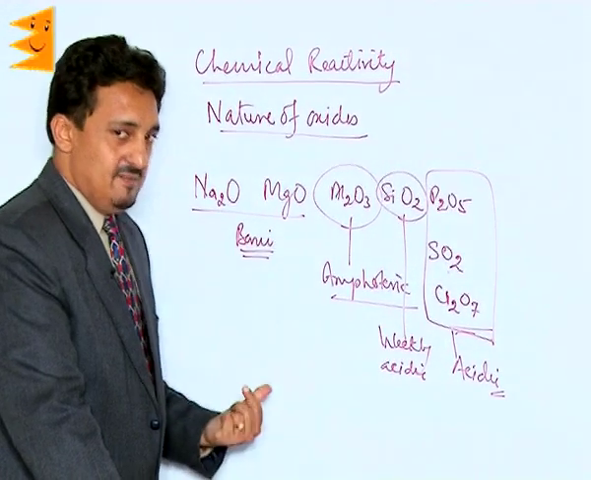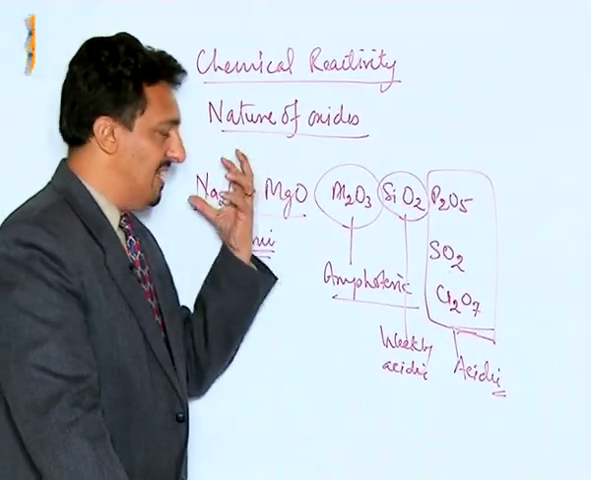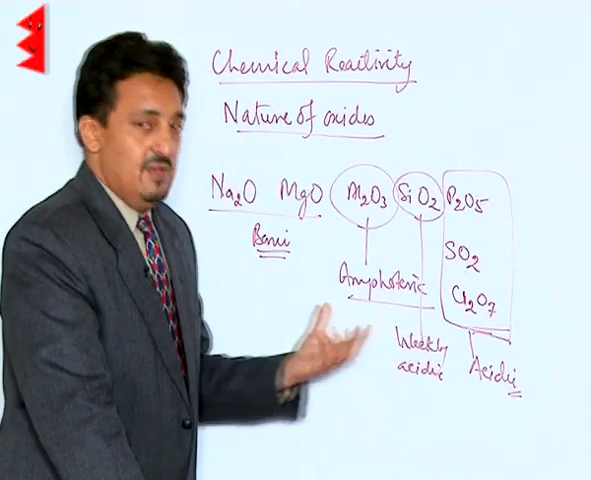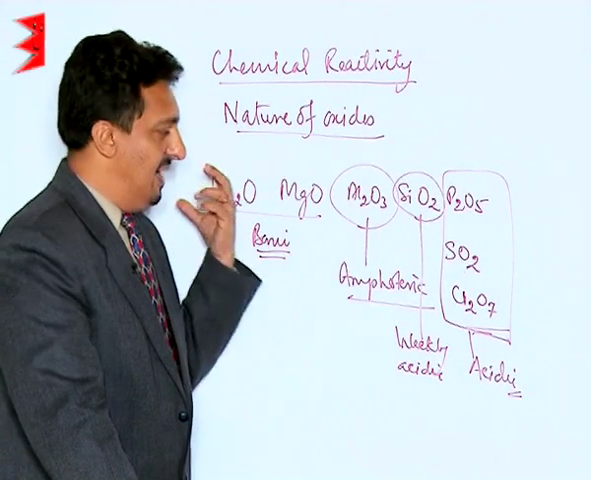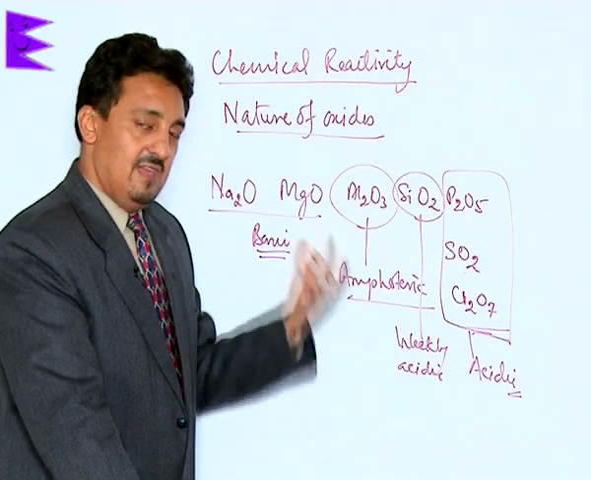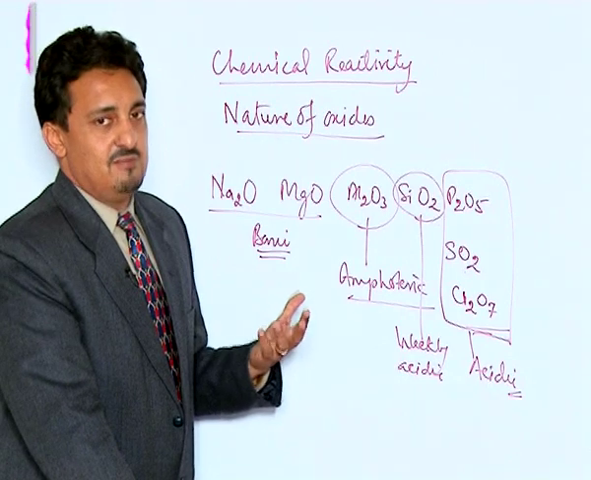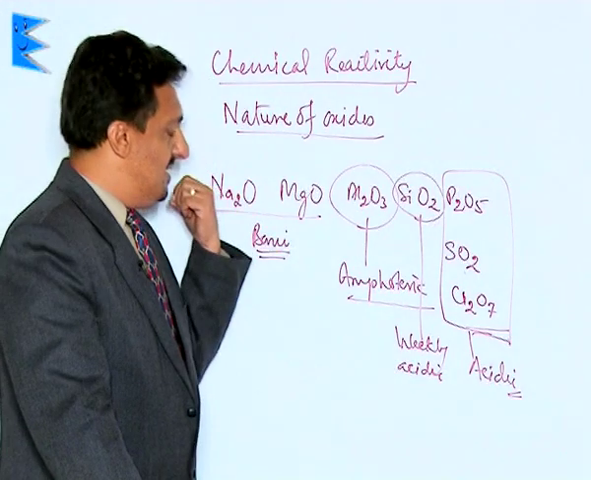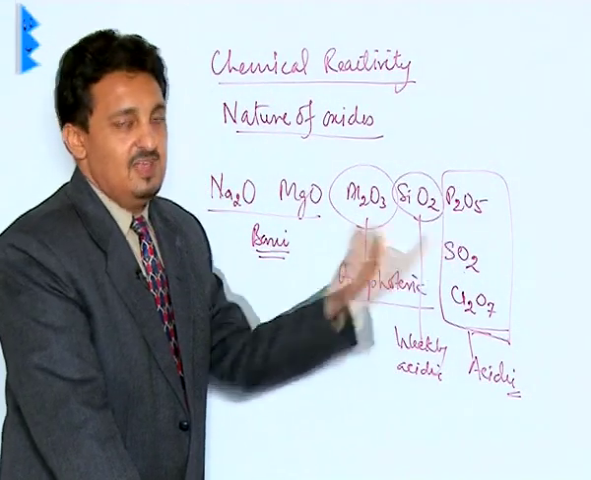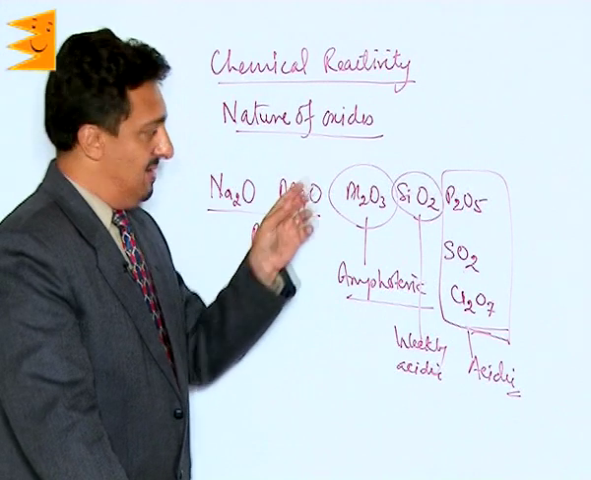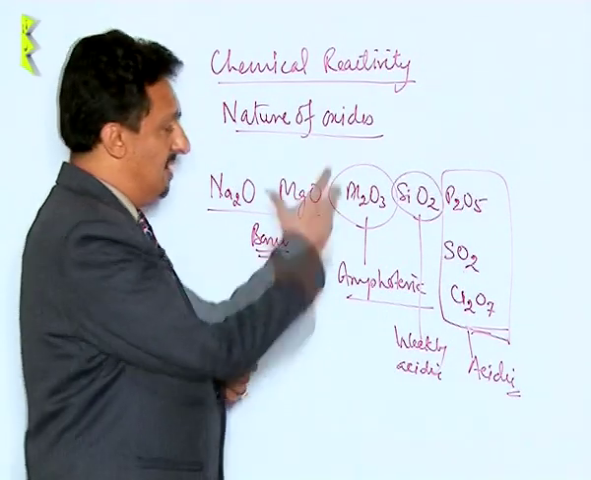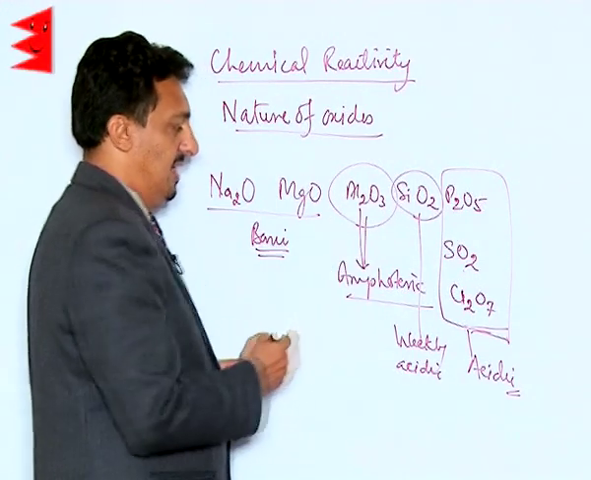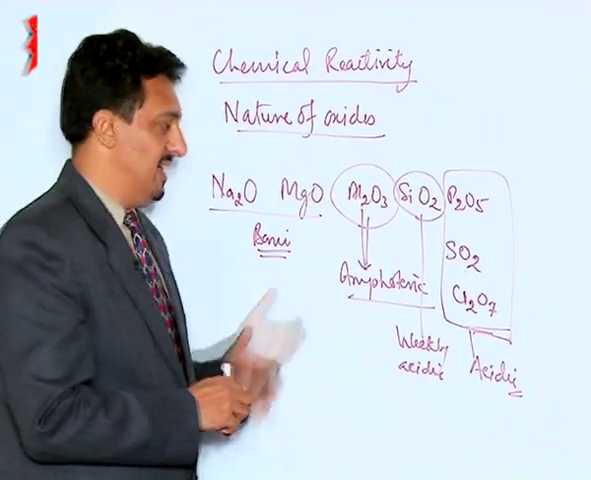The reason is that the size of the central atoms decreases and their electronegativities increase. As per Fajan's rule, as the size decreases, the covalent nature of the compounds increases. It becomes more and more acidic, and that's why the acidic character increases along the period and the basic character decreases. The oxides in between, in the middle of the series, are amphoteric in nature, which means they show properties of both acidic and basic.